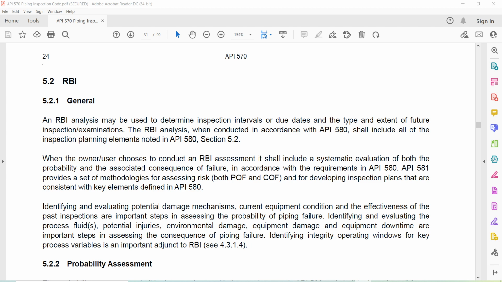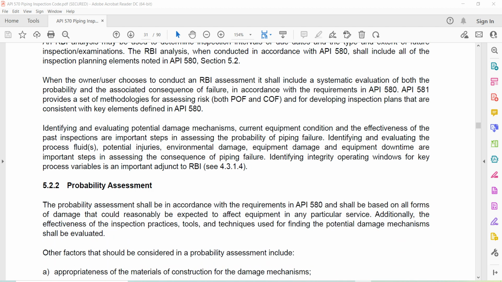API 581 provides a set of methodologies for assessing risk, both POF and COF, and for developing inspection plans that are consistent with key elements defined in RBI API 580.